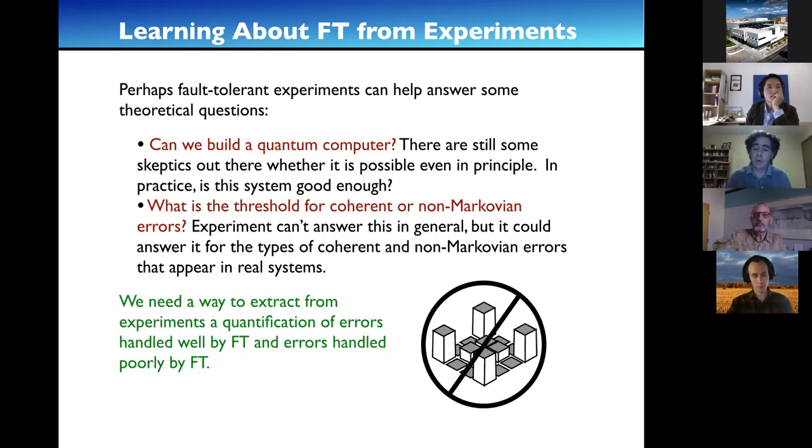They may be corrected by the error correcting code and by the fault tolerant protocol, but not as efficiently as we would like. And so that information is present in the results of the fault tolerant experiment. It's not so clear how to get it out into two numbers. But if we can figure out a way to do that, I think that would be very interesting and lead to a lot of progress in terms of understanding fault tolerant protocols and how to build quantum computers.